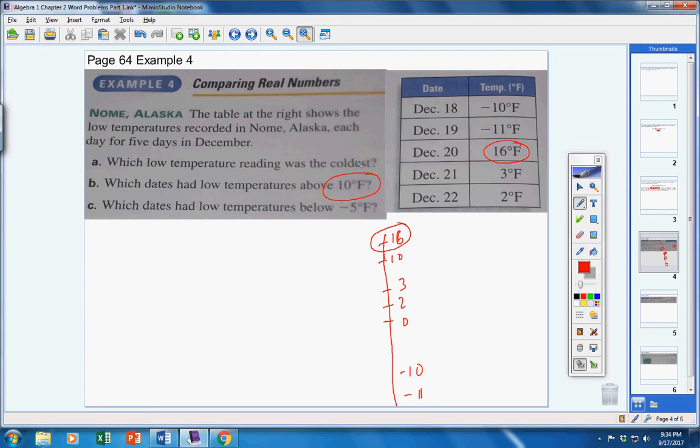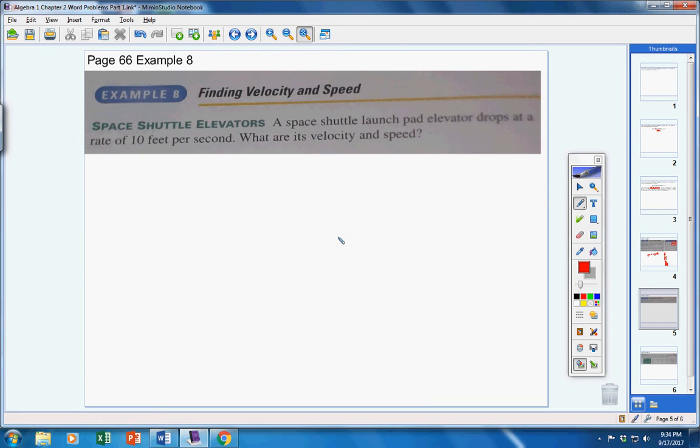Okay? Now, which temperatures had low temperatures below negative 5? So here's 0, here's negative 5. Which temperatures were below negative 5? Negative 10 and negative 11. Really simple math, but we're practicing what? We're practicing positive and negative numbers. Alright, next example.